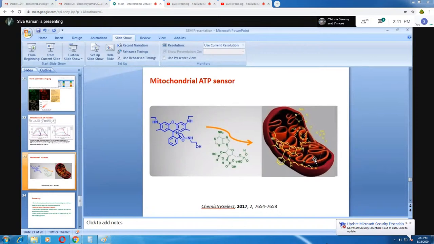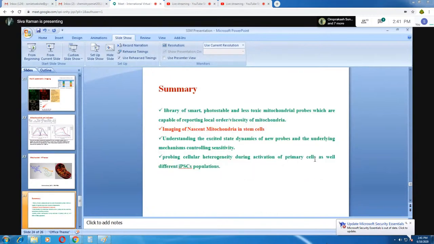Finally, I'm going to conclude here that we developed a library of small, photostable, mitochondria-targeting sensing dyes, which are capable of reporting the local order as well as the mitochondrial viscosity and mitochondrial membrane potential of the mitochondria. These dyes can be used for the imaging of mitochondrial dysfunctions.